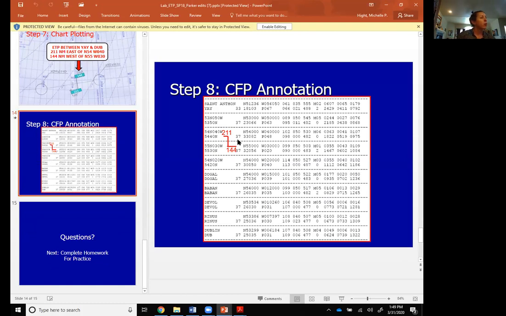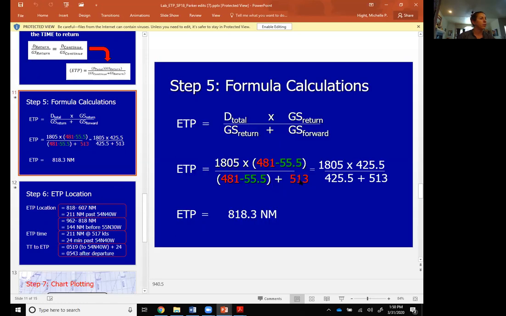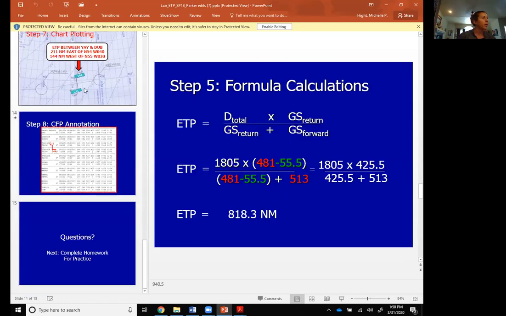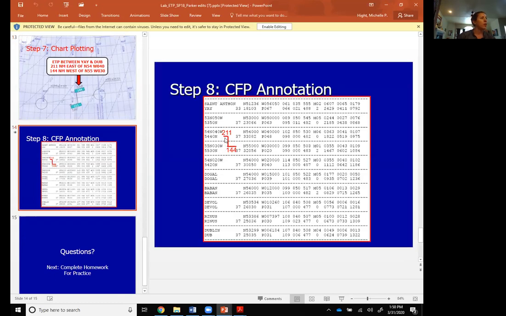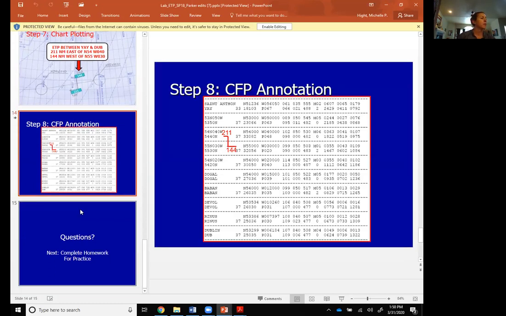So anyway, our plotting of the ETP for your project is gonna look like this. You're gonna go from, say, the midpoint mileage, you're gonna make your mark, and you're gonna figure out the ETP based on this formula. And then you're gonna have to plot it both on the chart, right there, and on your computer flight plan like this.